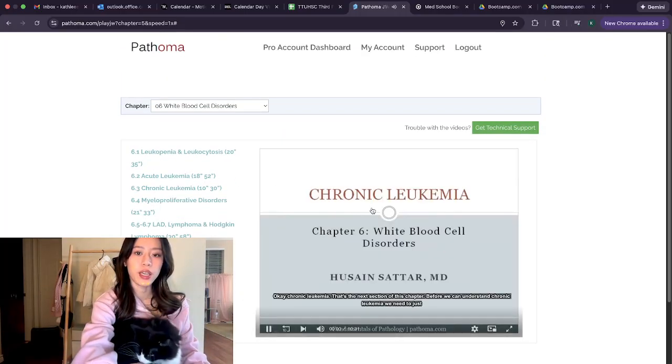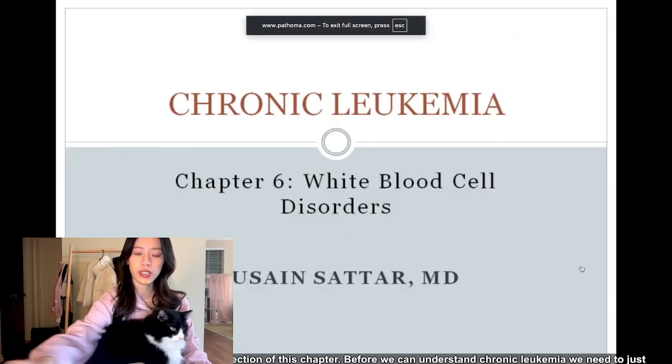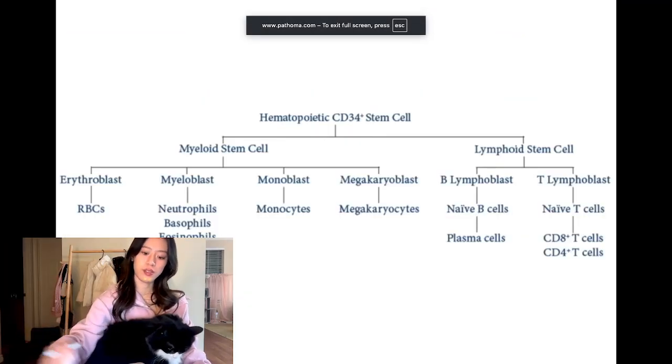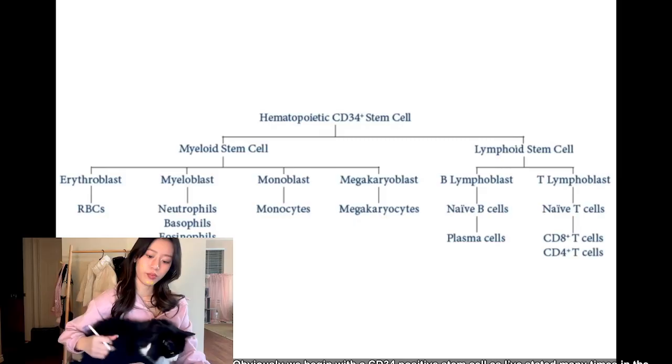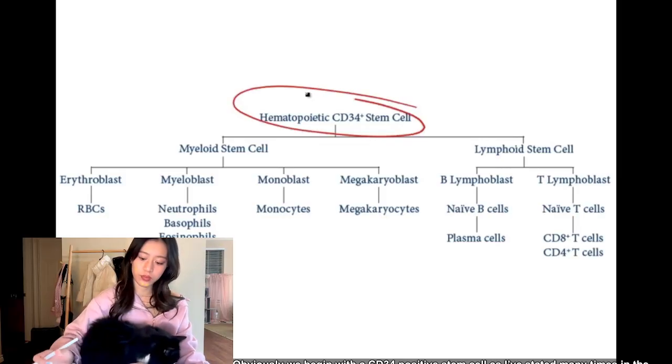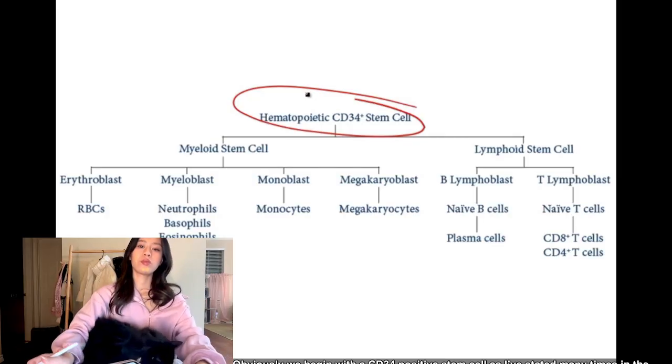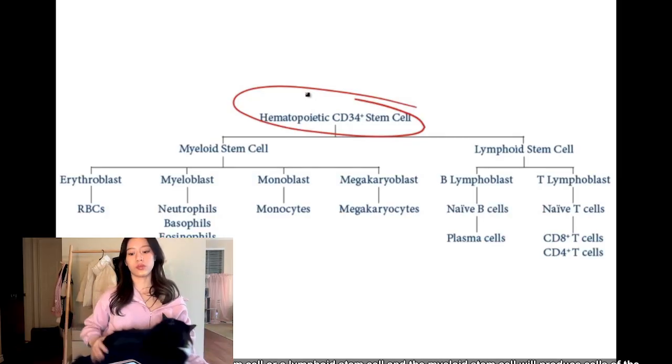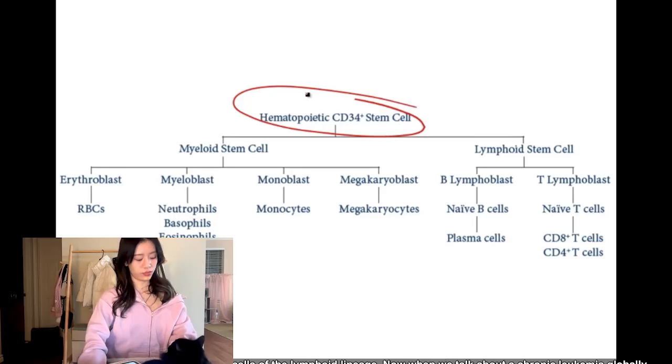Chronic leukemia. Okay, chronic leukemia. That's the next section of this chapter. Before we can understand chronic leukemia, we need to just quickly review normal hematopoiesis. Obviously, we begin with a CD34 positive stem cell, as I've stated many times in the prior lectures. That can become a myeloid stem cell or a lymphoid stem cell, and the myeloid stem cell will produce cells of the myeloid lineage, and the lymphoid stem cell will produce cells of the lymphoid lineage.